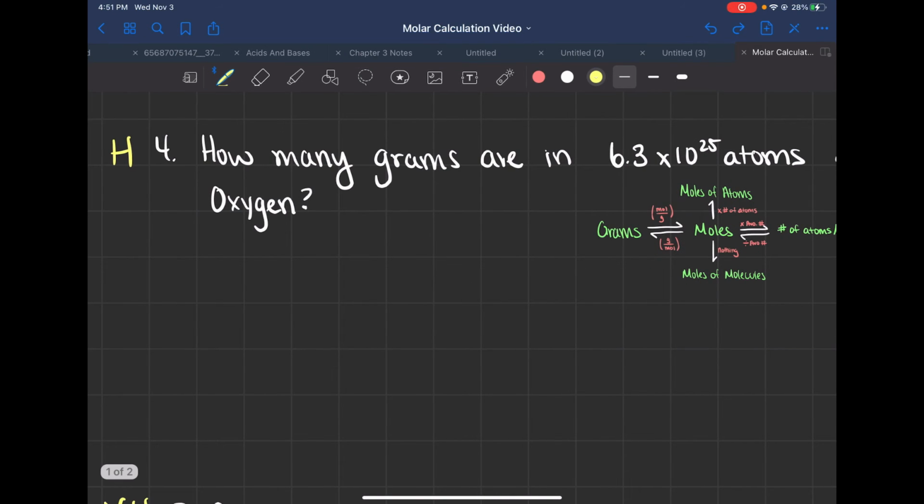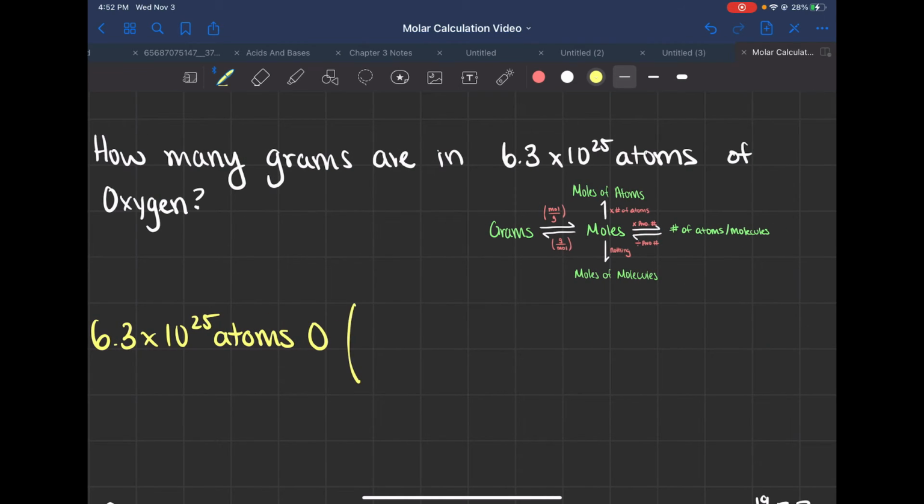So 6.3 times 10 to the 25th atoms of oxygen. So just atoms of oxygen, not molecules, just atoms. All right, each oxygen atom. So we have to convert to moles first. So we have to divide by Avogadro's number, 6.022 times 10 to the 23rd O for every 1 mole of O.